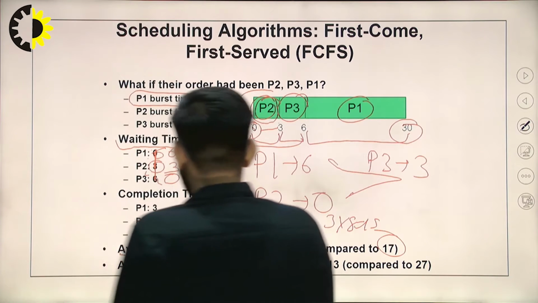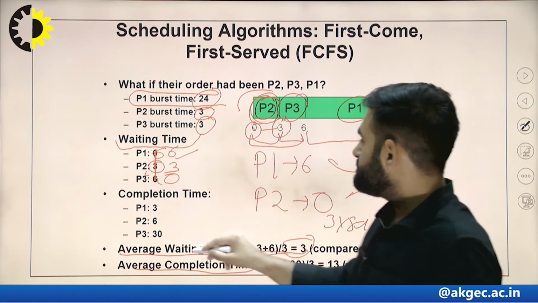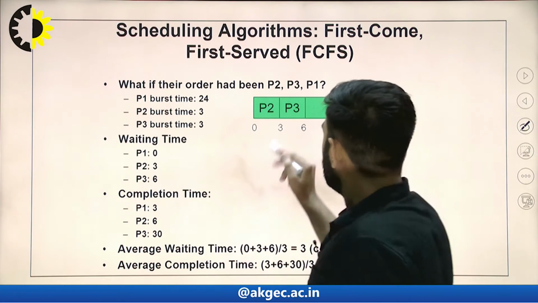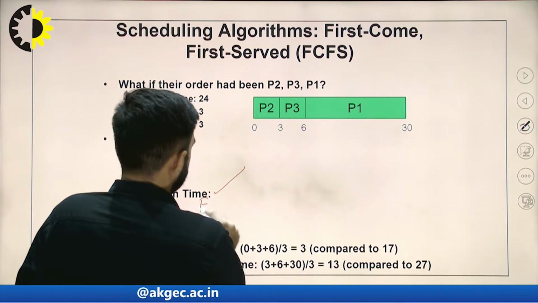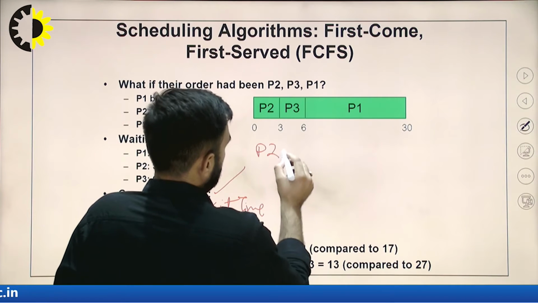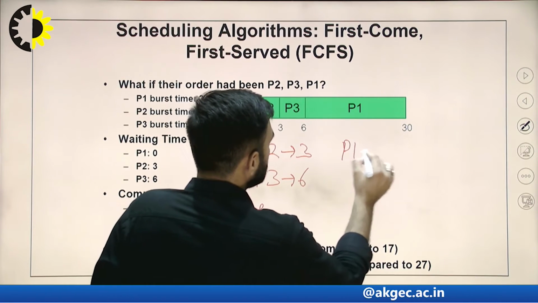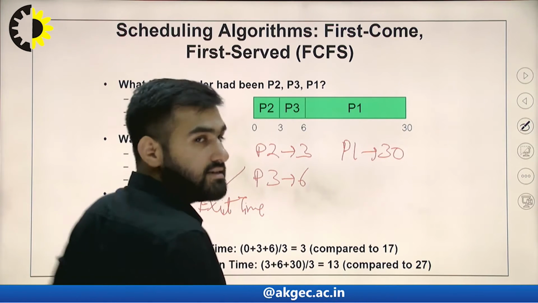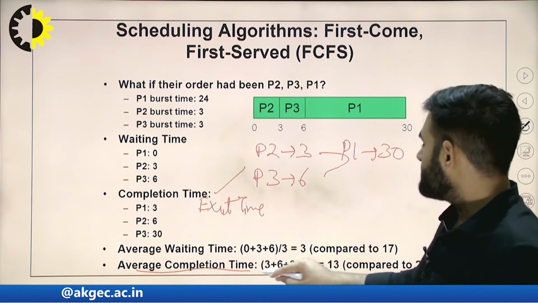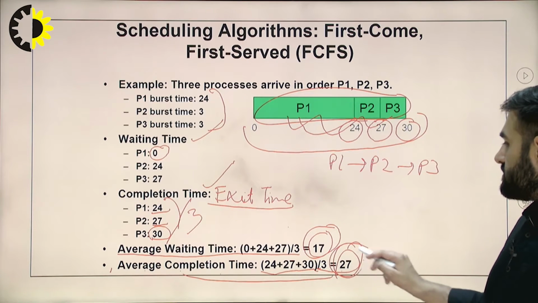Right? Now see the average completion time. This is also called the exit time. P2 completes at time 3, P3 at 6, P1 at 30. Now calculate the average completion time: the sum of all this, 3 plus 6 plus 30, divided by 3, is 13. Earlier it was 27, now it is 13.